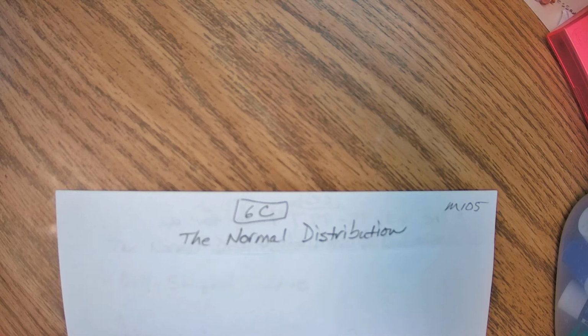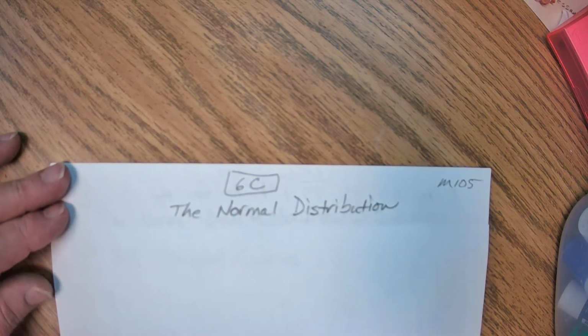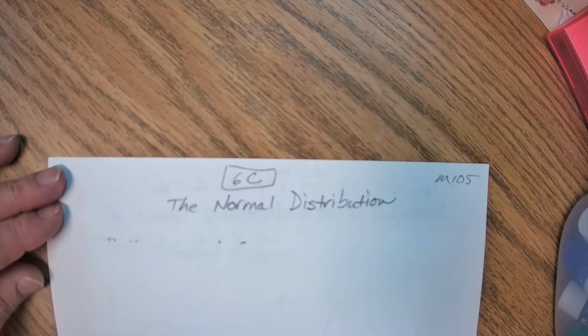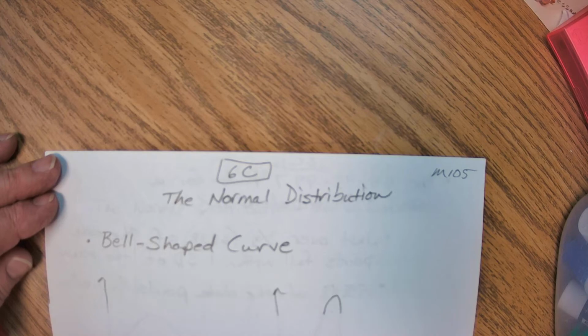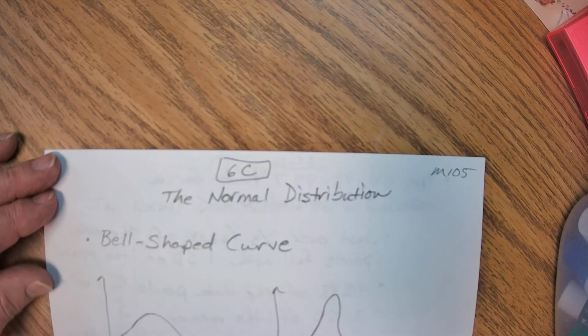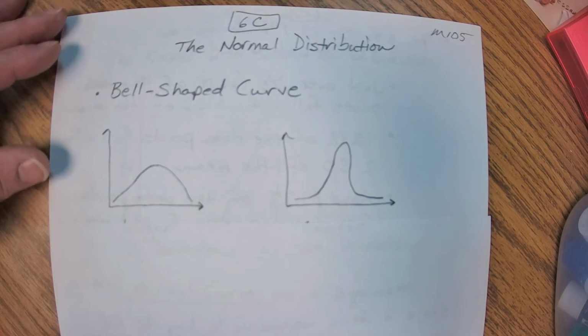This is Contemporary Math, Section 6C. This section is the normal distribution. You may have heard of this before, also known as the bell-shaped curve. So, obviously called this because it's shaped like a bell.